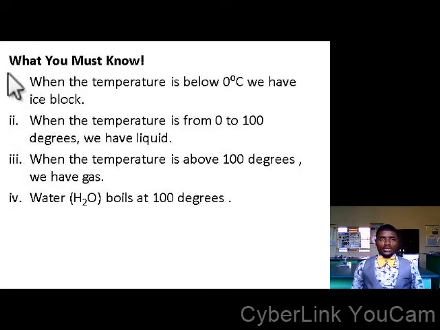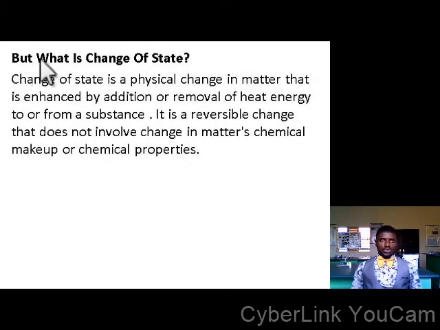So I want you to take note of these things quickly. When the temperature is below 0 degrees, we have ice block. When the temperature is from 0 to 1 degrees, we have liquid. And when the temperature is above 100 degrees, we have gas. Water boils at 100 degrees Celsius.